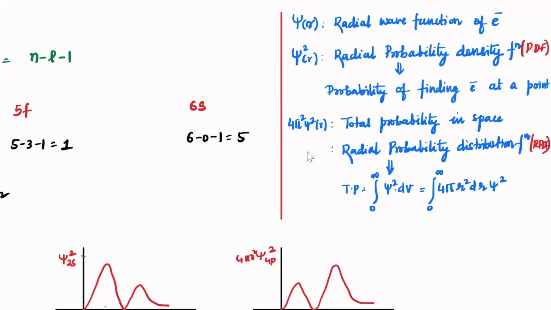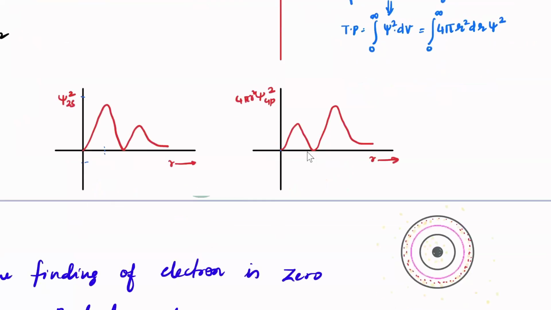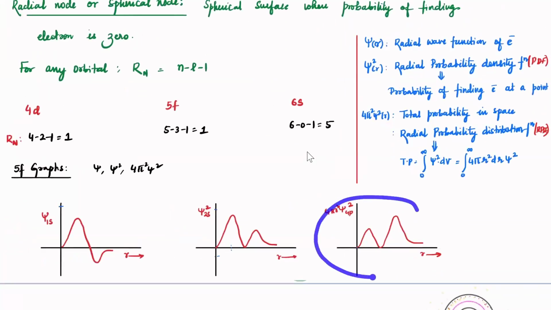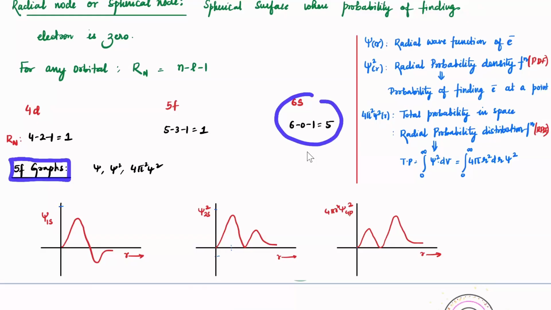Sir, will the third graph have two radial nodes, or one? Third graph, where is that, beta? You meant this one? Yes. No, it only depends upon the number of nodes. There is only one node, correct? So it will only touch once. We are plotting for 5f. If I were plotting for 6f, I would have to do it 5 times: 1, 2, 3, 4, 5, and so on.